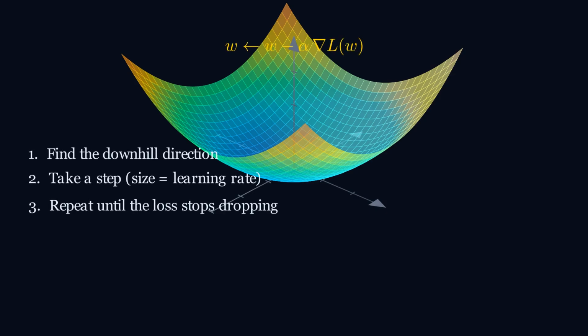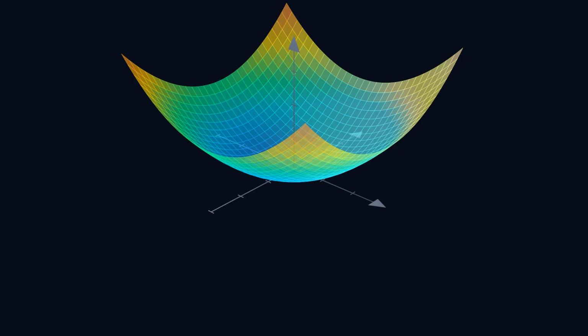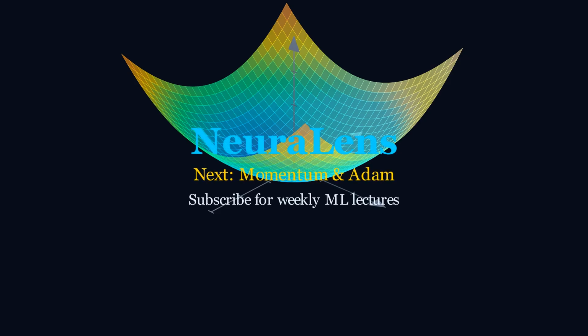So gradient descent is really just this. Stand on the loss surface, find the downhill direction, take a step, and repeat. Scale that up to millions of parameters, and it is how every neural network learns. Negative gradient, step, repeat.